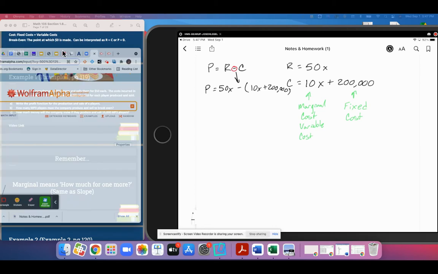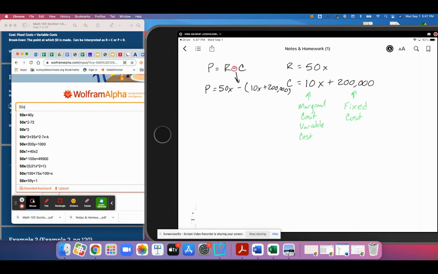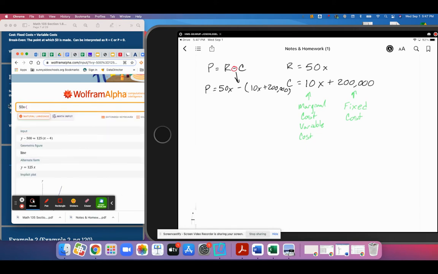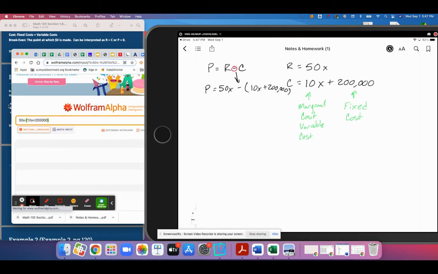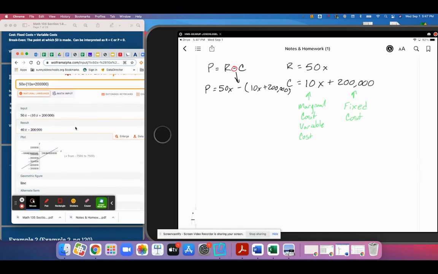At any rate, folks, we can go ahead and give this to Wolfram and it will handle it for us. So we've got 50x minus, in parentheses, 10x plus 200,000. And so we see that what we have now is 40x minus 200,000. So our profit is equal to 40x minus 200,000.